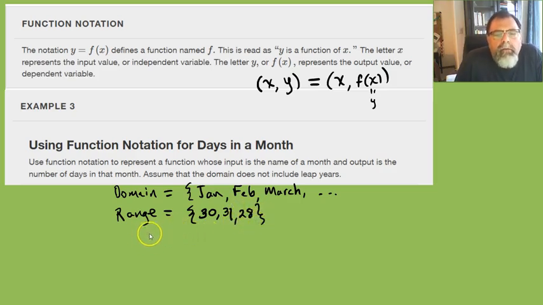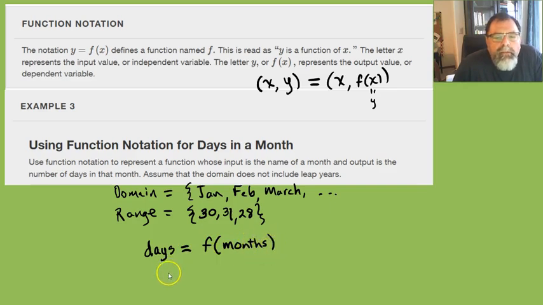All right, so if I want to use function notation to represent a function whose input is the name of the month and the output is the number of days, we're going to say days, that's the output value, is equal to the function of the input value, which would be months.